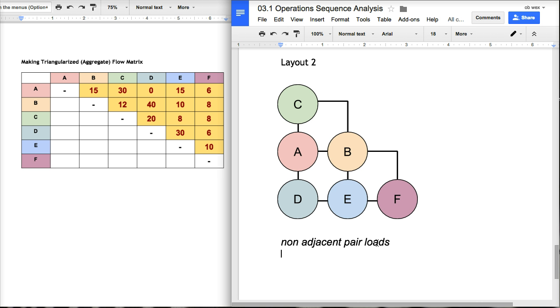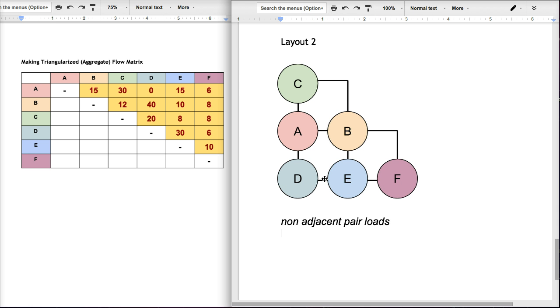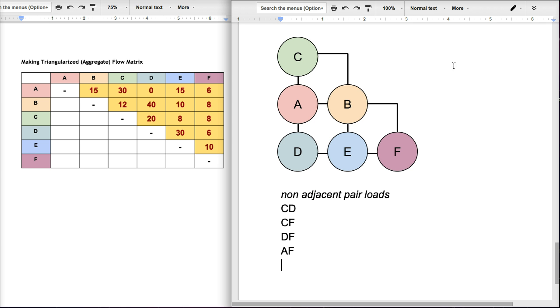Considering this layout, we have to pick out what our non-adjacent pairs are. Again, these are the pairs that are more than one apart. So I can see that C and D are a non-adjacent pair. C and F are a non-adjacent pair. D and F are a non-adjacent pair. A and F are a non-adjacent pair. And lastly, C and E are also a non-adjacent pair.